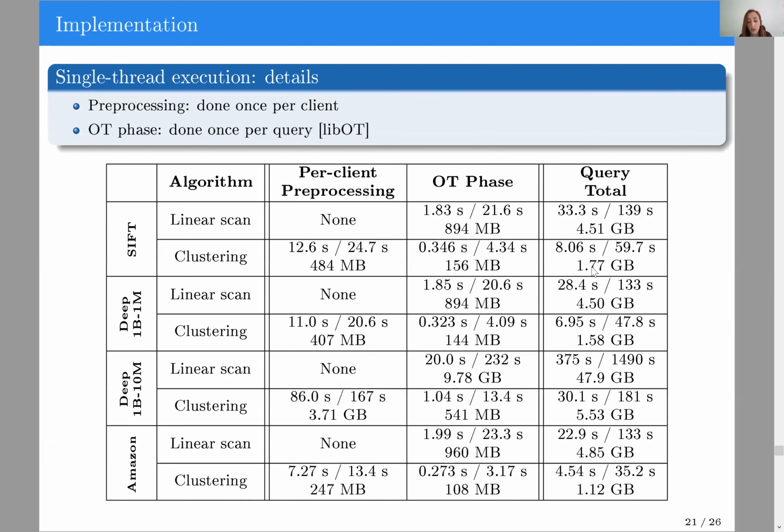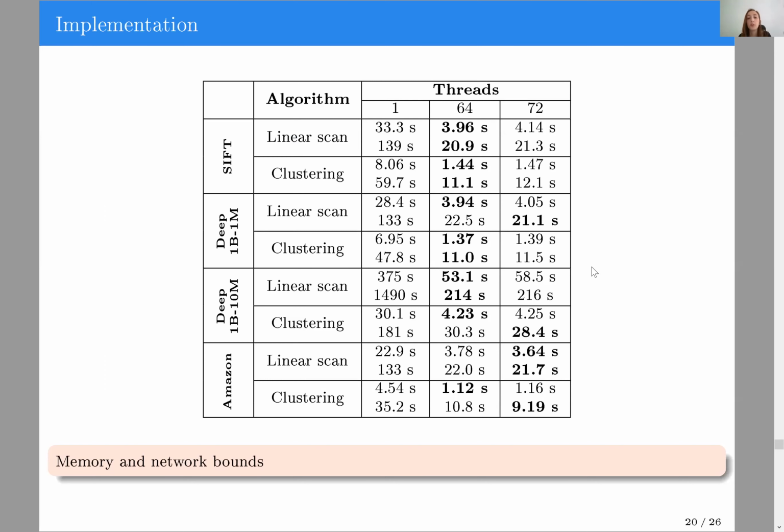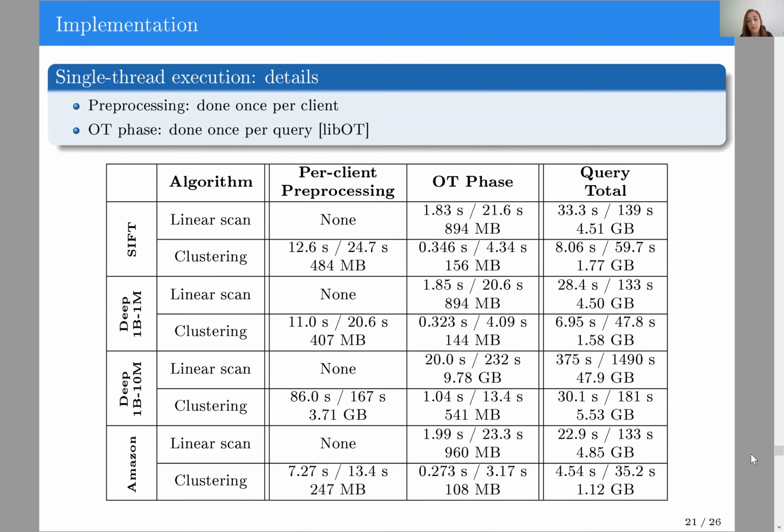Okay, so those were the results for multiple threads. Now I'm going to give more details, at least for the single thread. In this slide, I also show you the memory that is used in the different stages. So we have 2 parts in the protocol, a pre-processing phase and the query phase.